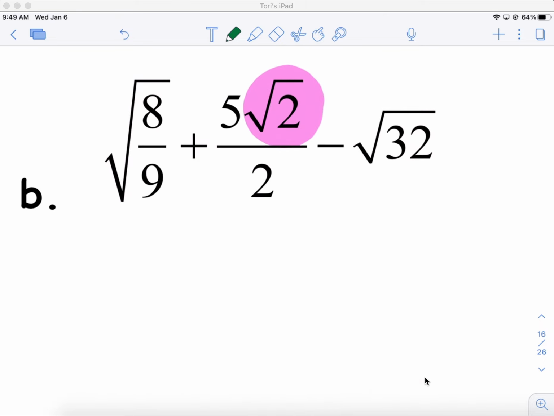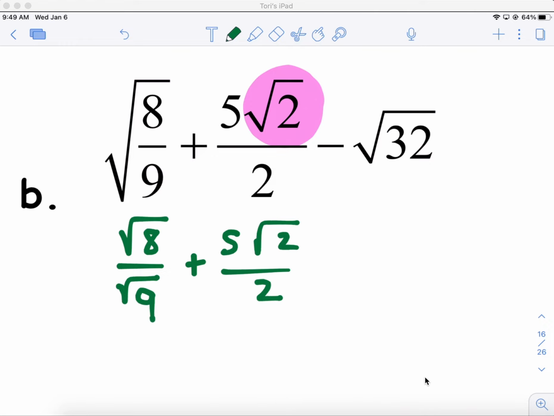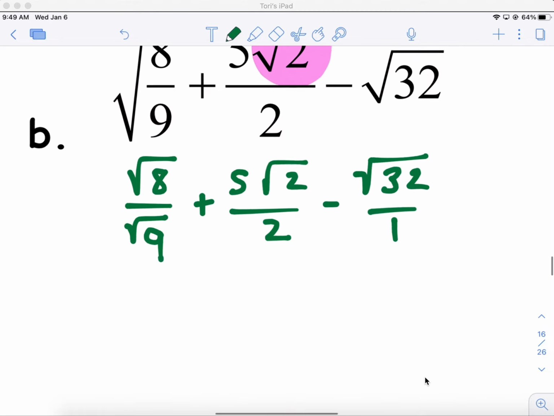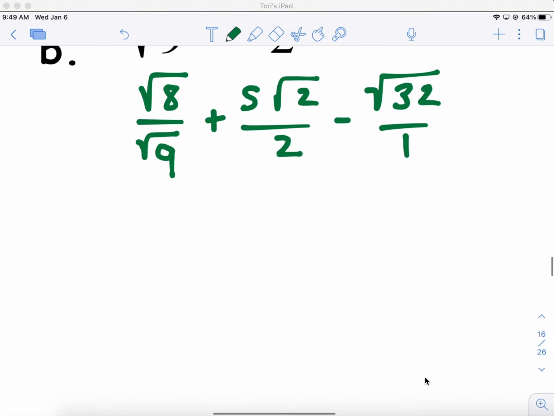First of all, on top, I need to break apart the square root. So square root of 8 over square root of 9 plus 5 root 2 over 2 minus, and I'm thinking right now, is there anything I can do with square root of 2 or square root of 32? I can put him over 1. That way at least he's a fraction like everybody else. Okay. All right, next row, we're trying to simplify.